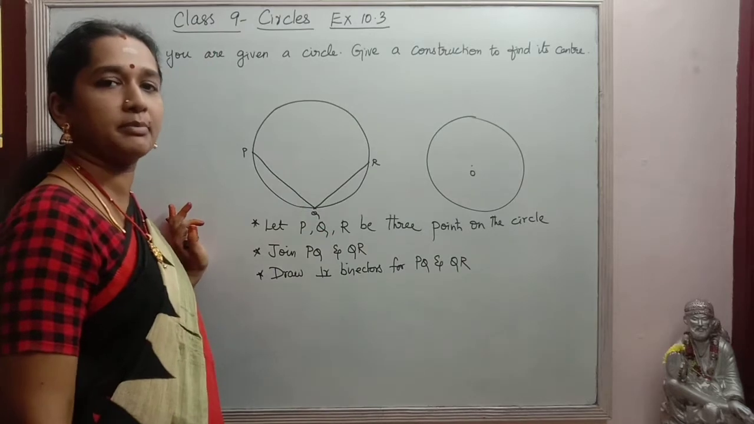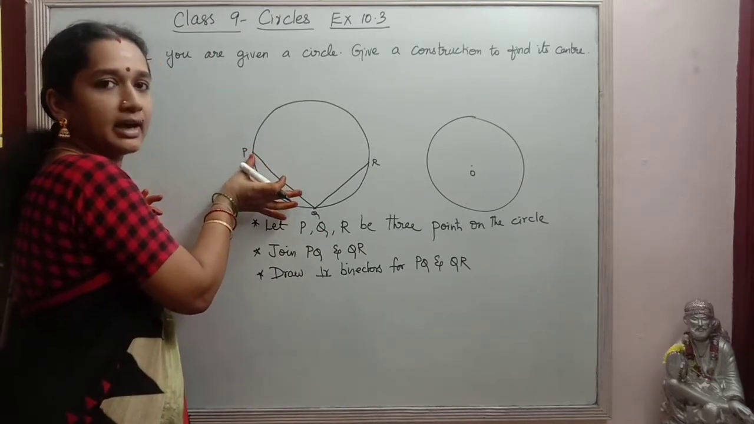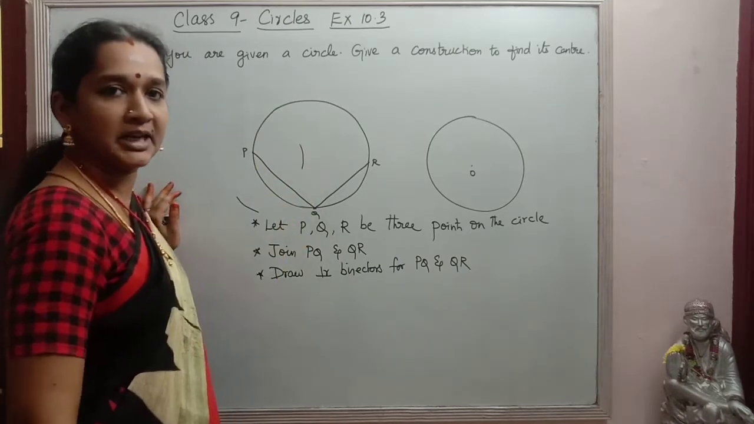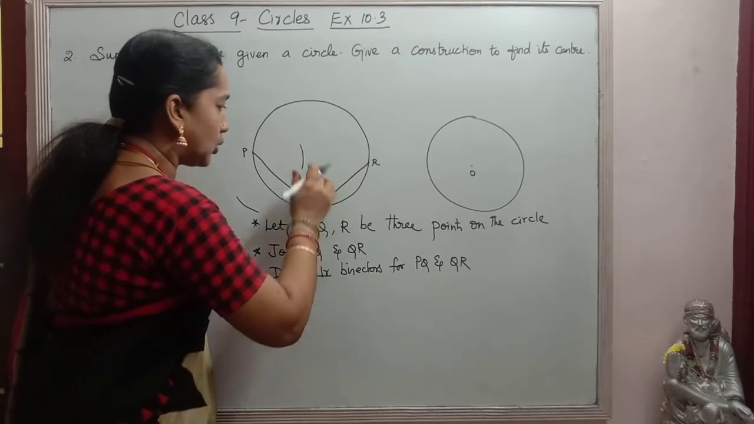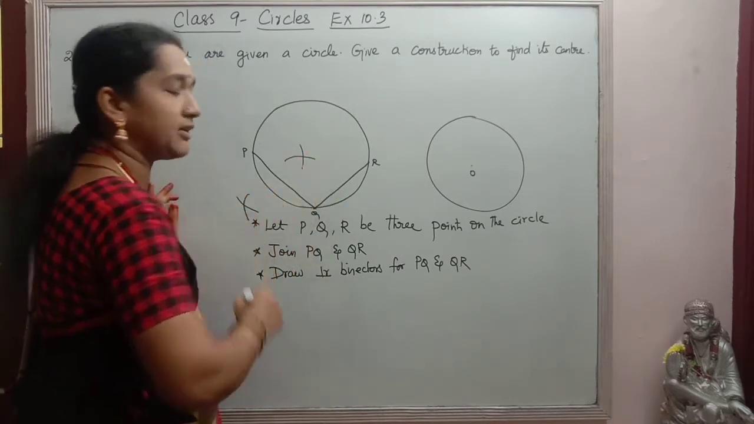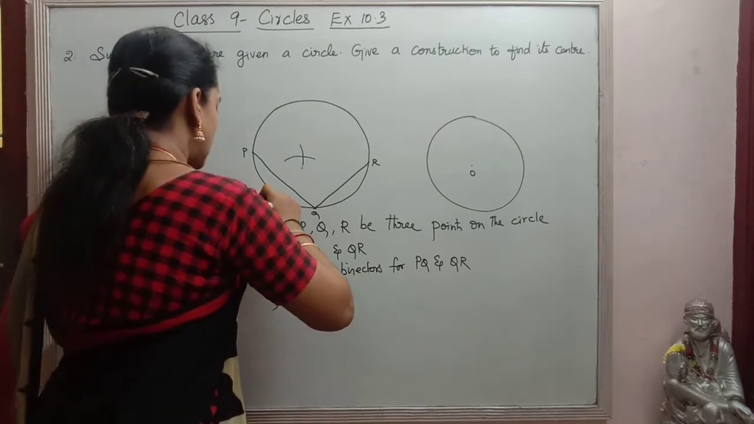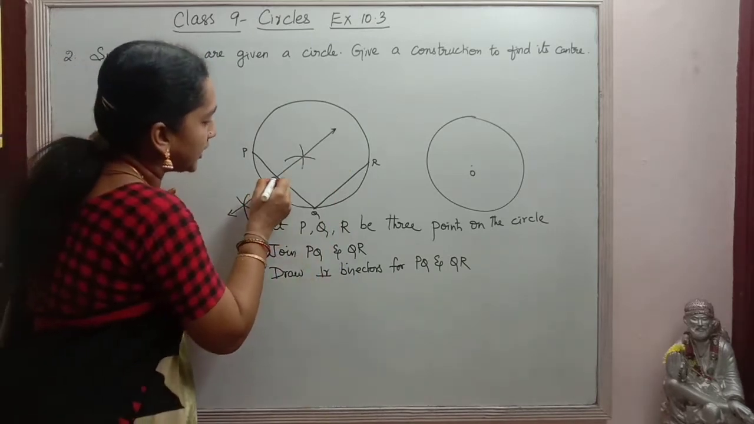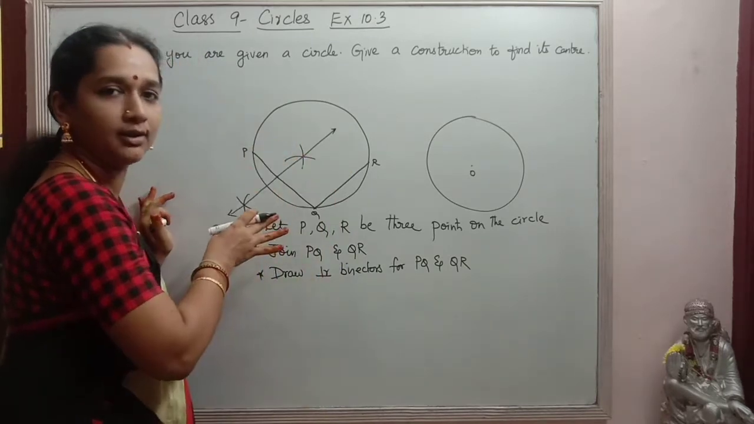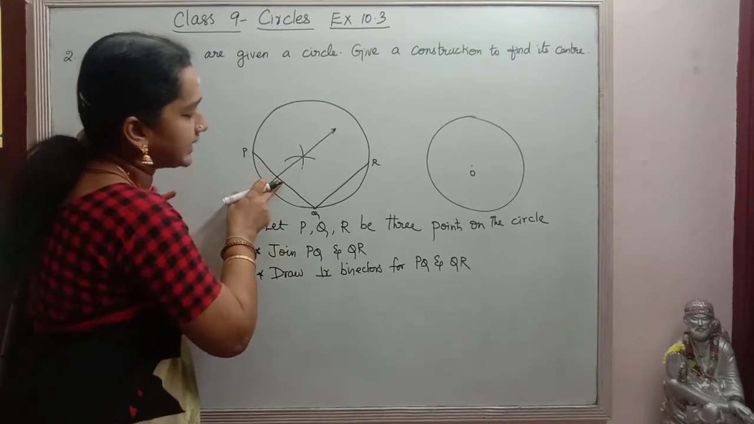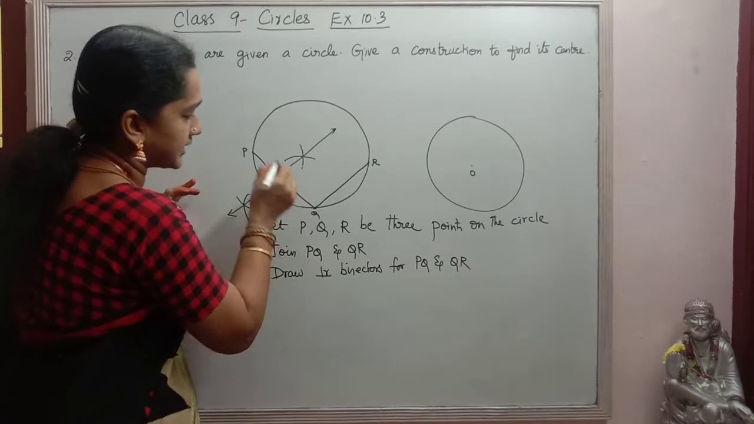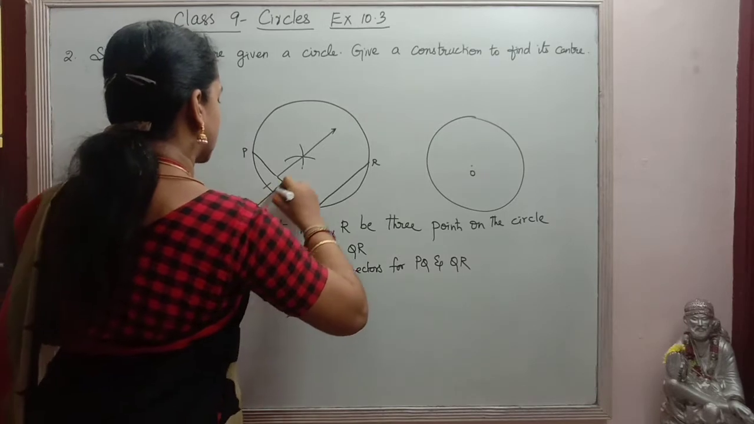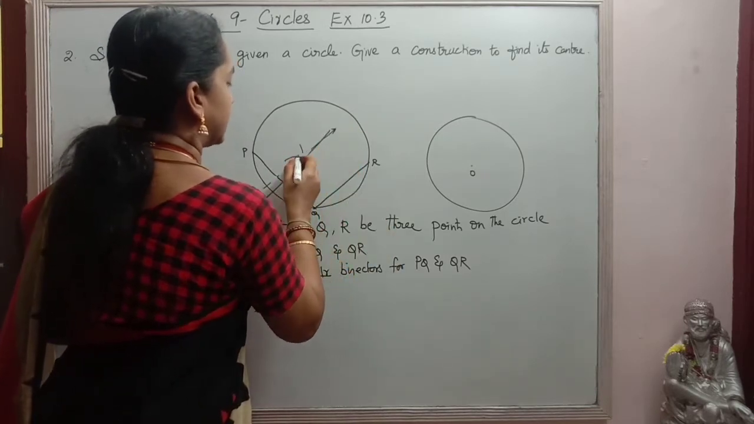So how to draw a perpendicular bisector? With P as center, with more than half the length in the compass, we will draw 2 arcs above and below this segment PQ. With the same measurement, with Q as center, again we will cut the previous arcs. Then we will join these 2 arcs. Since I am not using a compass, we are not getting it, or else exactly it will intersect at the center point. Like this we will get it at the center point.